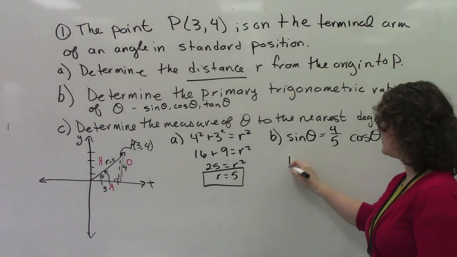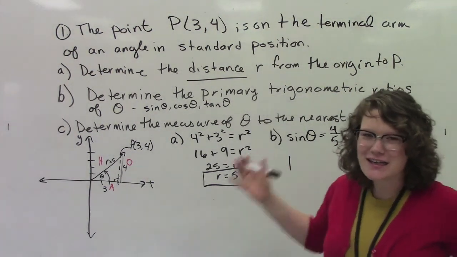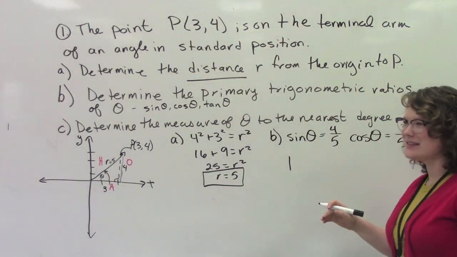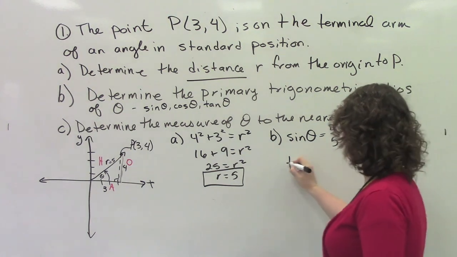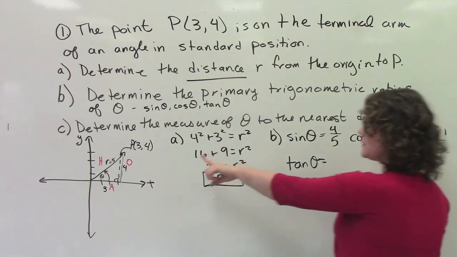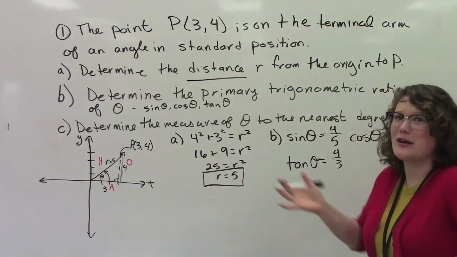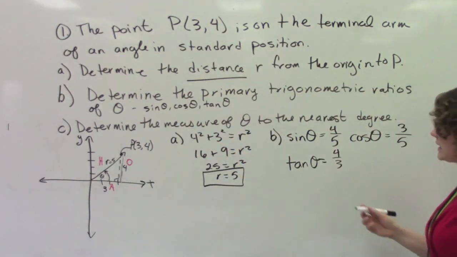And tan, crazy tan. You'll notice that sine and cosine can never be greater than 1. But tan can be whatever it wants to be. So tan theta is opposite over adjacent, which is 4 over 3. That's 1.3333333 going on forever. Crazy tan. Love that guy.